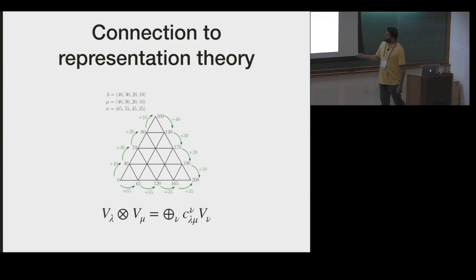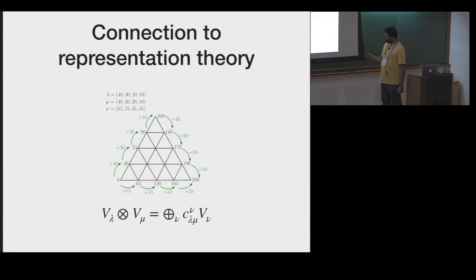So here we have lambda equal to 40, 30, 20, 10, mu equal to 40, 30, 20, 10, nu equal to 65, 55, 45, 35. So these are the indices which parameterize these irreducible representations. So V lambda is one irreducible representation. And you're interested in basically some sort of decomposition rule of this sort and how many times this object appears in the direct sum decomposition.